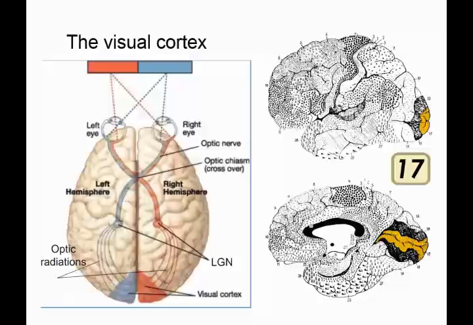So this is a repeat from last time. The information is separated, so the right and the left visual fields go to the left and right hemispheres of the cortex. That's quite a clever thing.